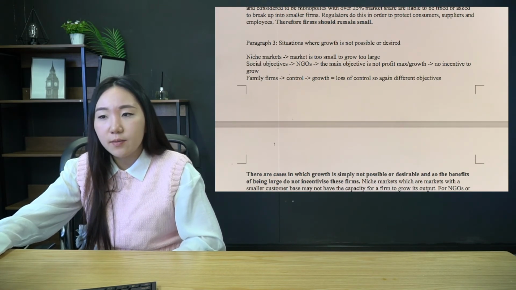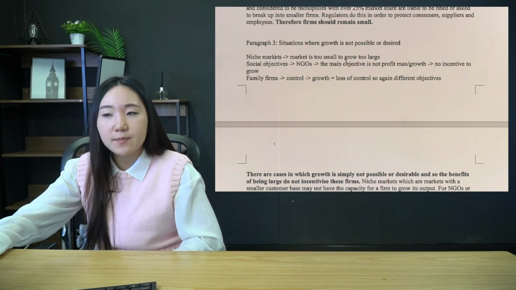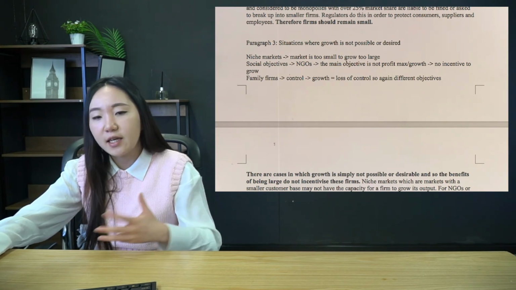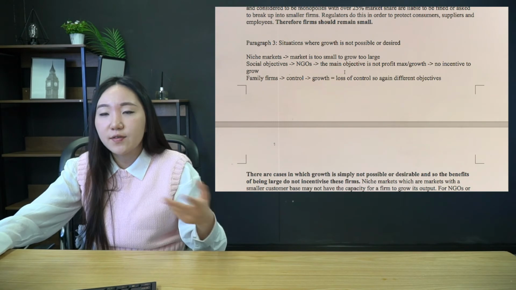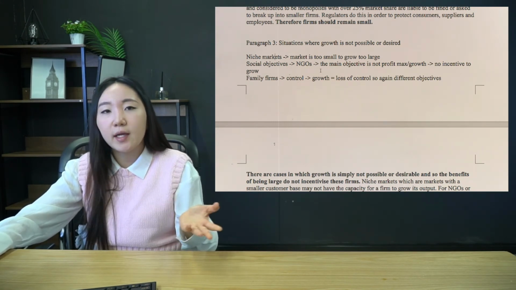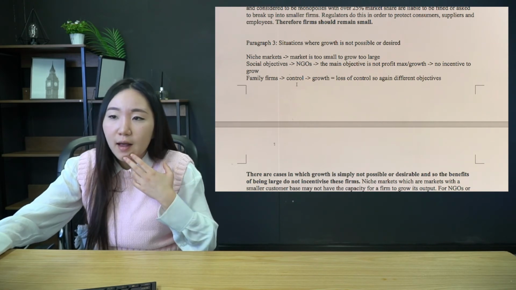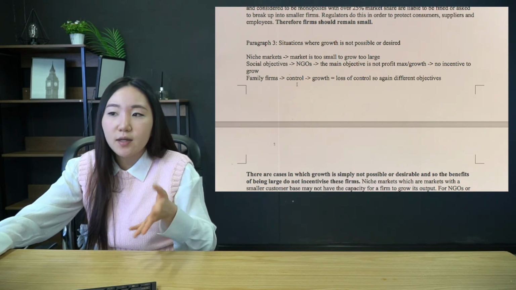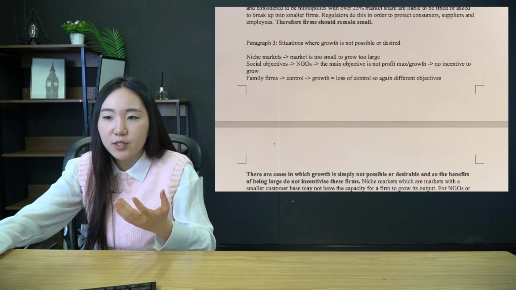Niche markets, social objectives. Okay, so niche markets being too small to actually contain large firms. Social objectives such as NGOs or co-ops or whatever, whose main objectives are not growing, in which case, obviously, why would you grow? And then very commonly family firms, okay? So as you grow, loss of control, so different objectives.